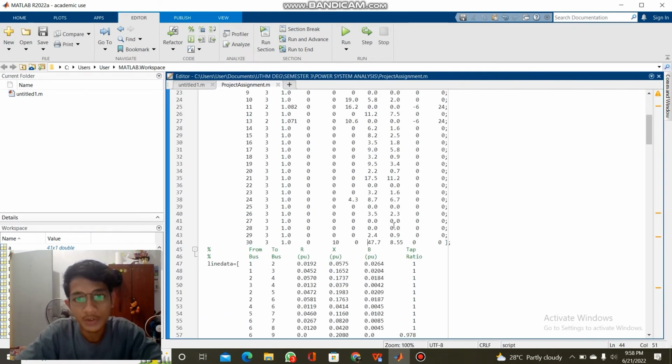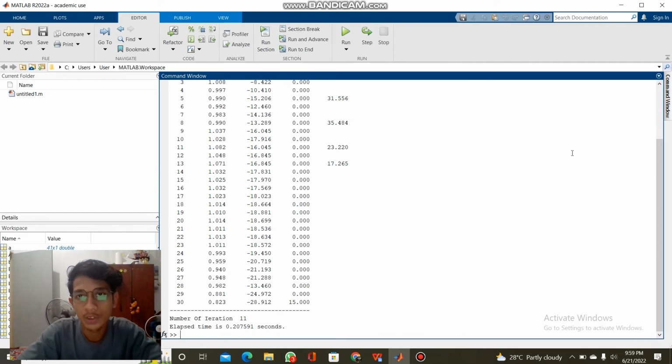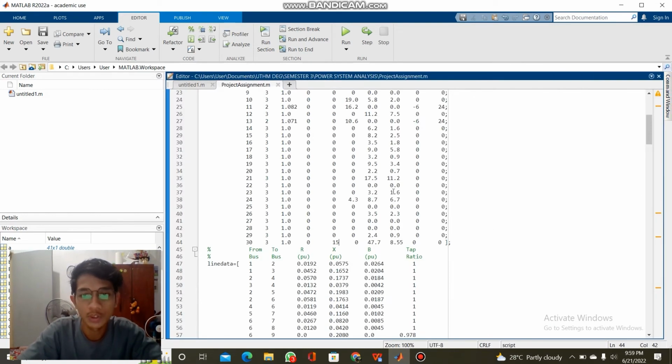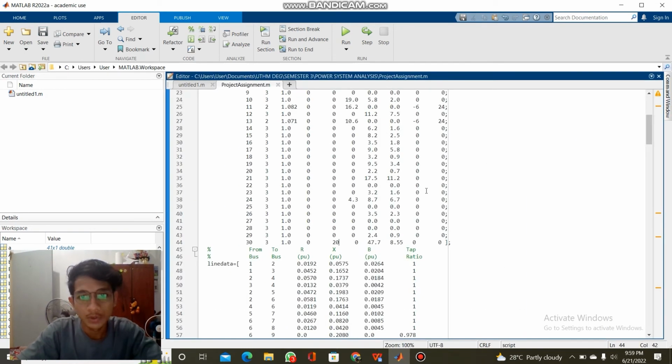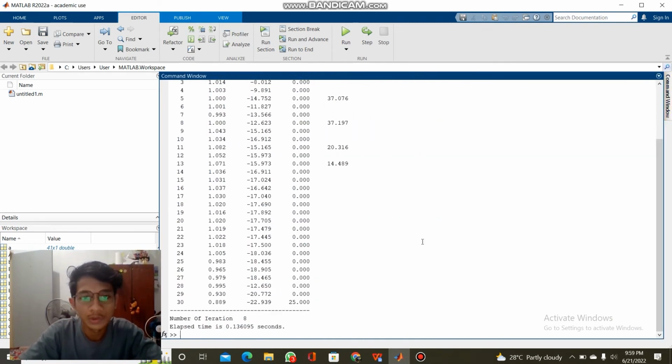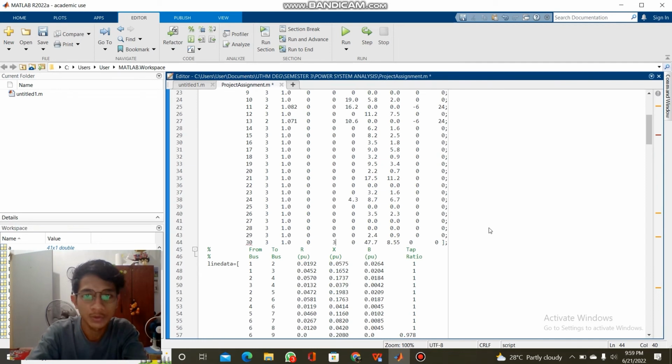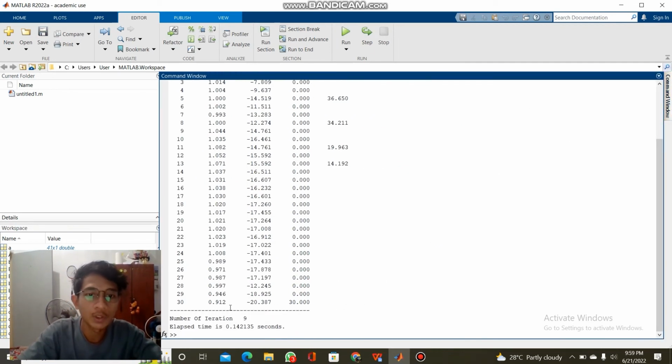So I increase by 5. So 15, we run. Here we get 0.823, still not within the range, which is 0.9 to 1.1. So I increase to 20, and again here we get 0.856, not stabilized. So we increase to 25. Here we get 0.889, but actually not satisfied, so I increase to 30. So here we get 0.912.